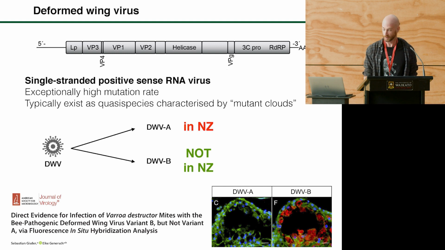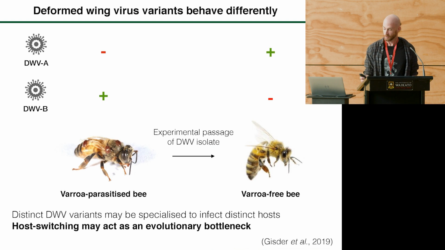In the case of deformed wing virus, we have two master variants, deformed wing virus A, that is present in New Zealand, and deformed wing virus B, that is not present in New Zealand. But that is slowly overtaking, or at least increasing in terms of prevalence around the world. Deformed wing virus B is slowly increasing in terms of prevalence. And that is thought to be due to this symbiosis with varroa.